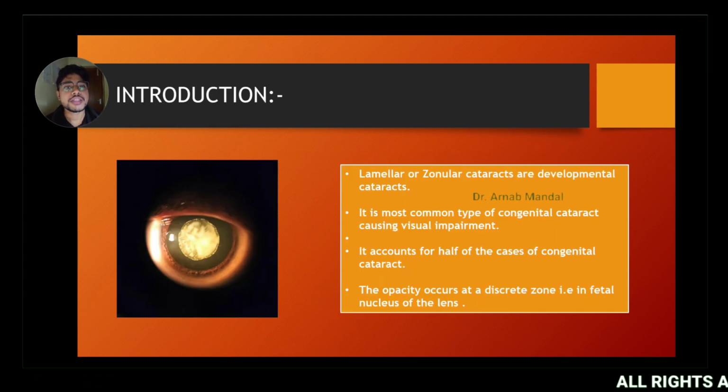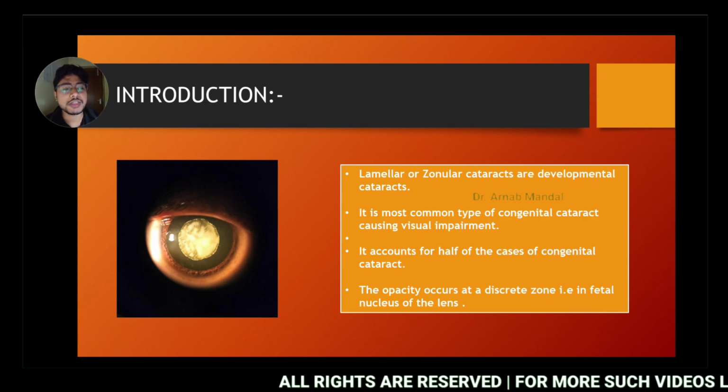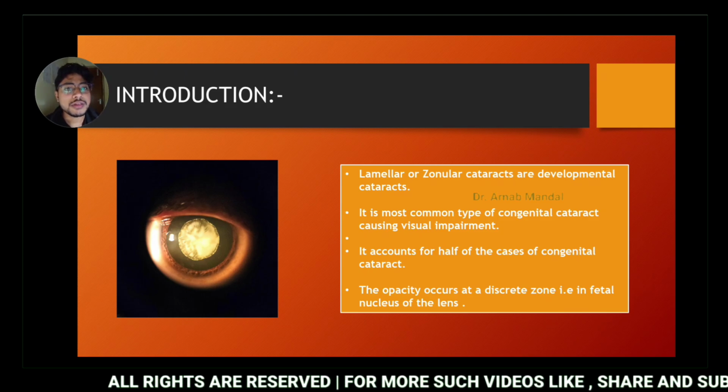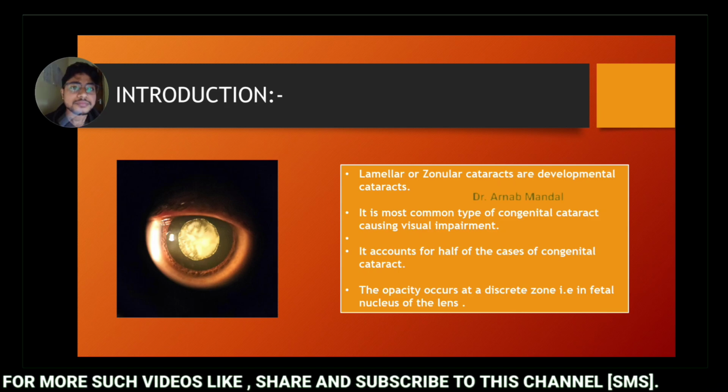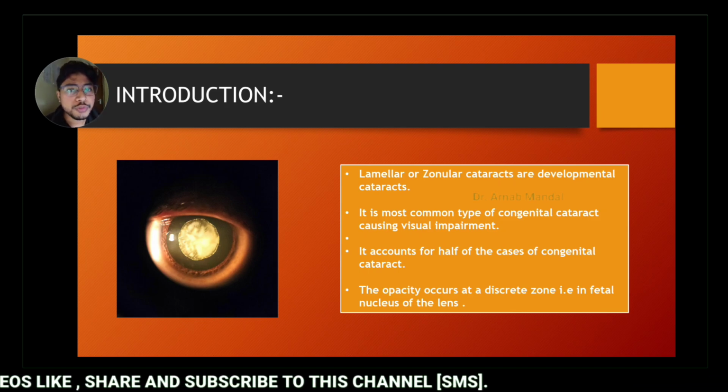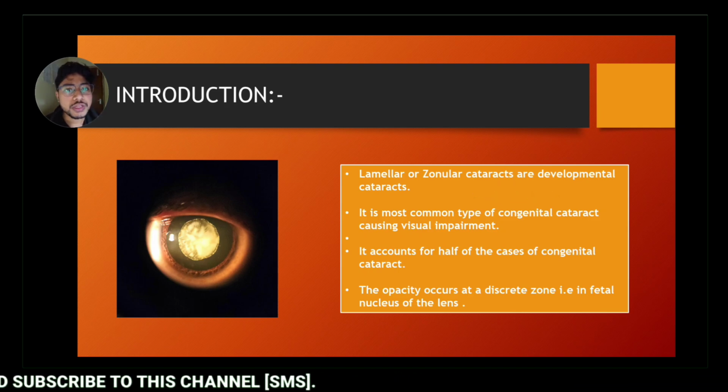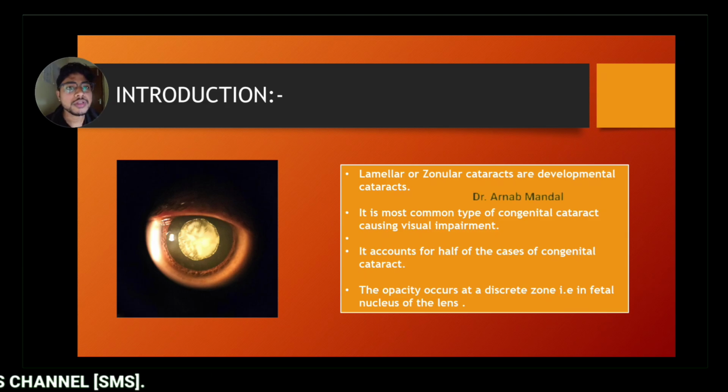Next, in the introduction part, this is the picture that I have taken today on my slit lamp. You can see, after dilating the pupil with tropicamide plus, a nicely fully dilated pupil and a zonular cataract which is almost mature. It is a very beautiful picture.